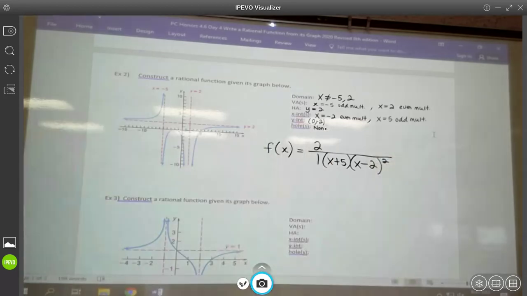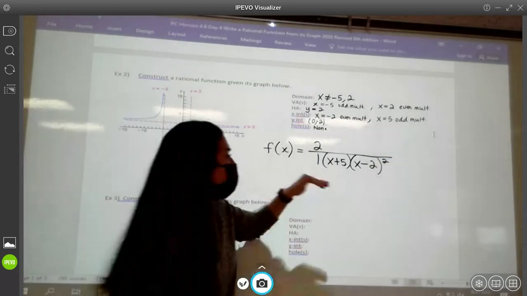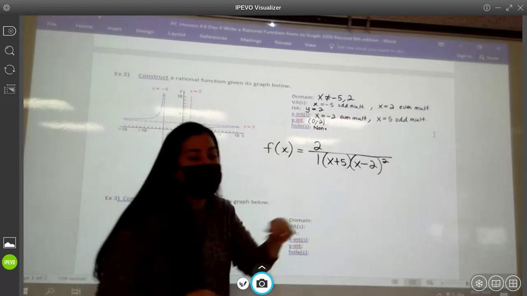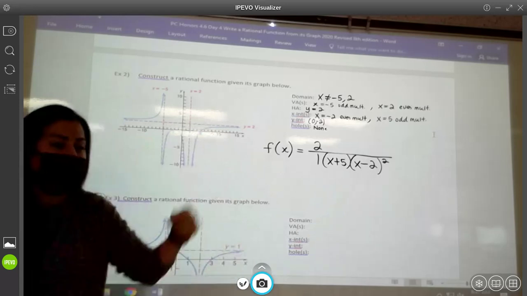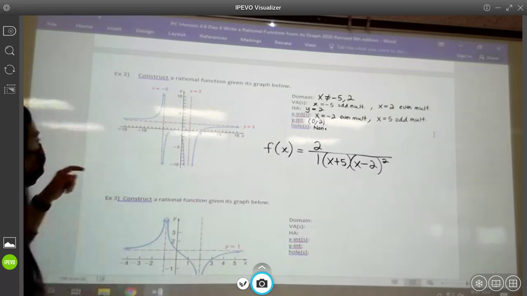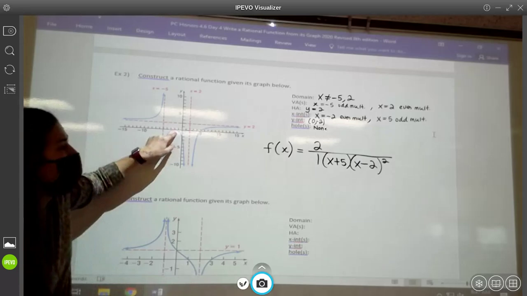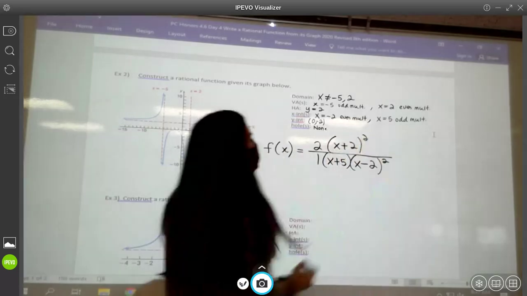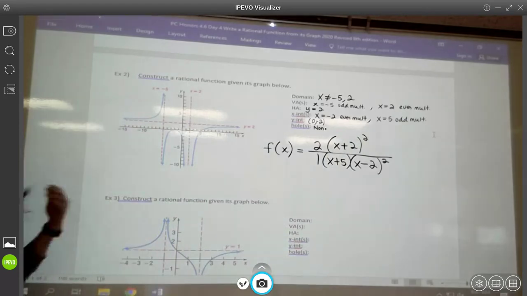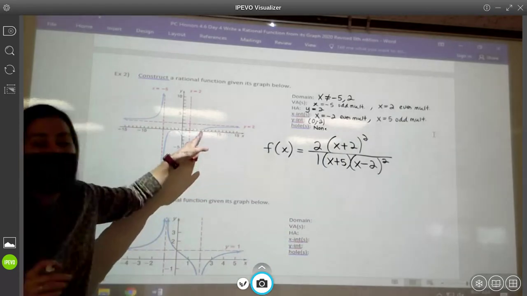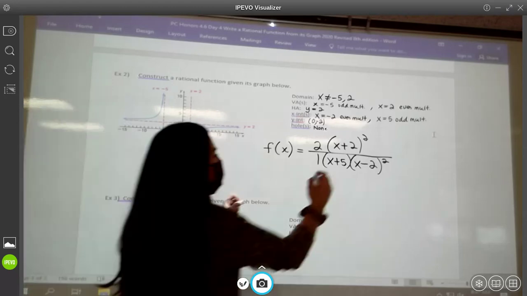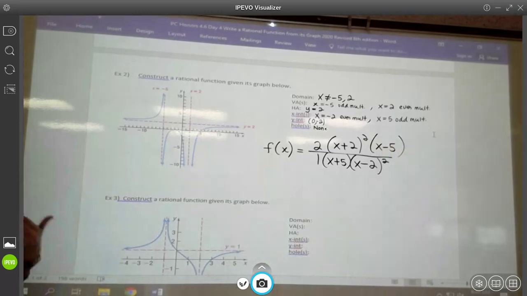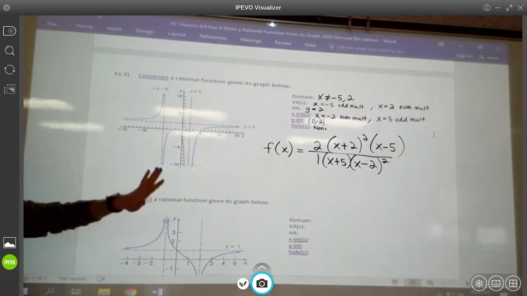All right. And then I don't have any holes, so there are no factors that I have to write on top and bottom that cancel. And then the only other thing I would need in my numerator are any factors that create my x-intercepts. All right, so I had an x-intercept, we said, at negative 2 with even multiplicity. So I must need an x plus 2 squared. And then I had an x-intercept at 5 with odd multiplicity. So I must need a factor of x minus 5 to create that. And then everything that's usable to create this function is taken care of now.